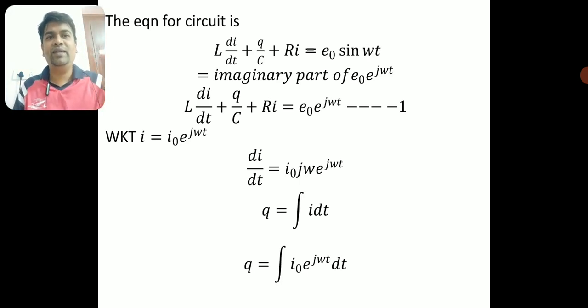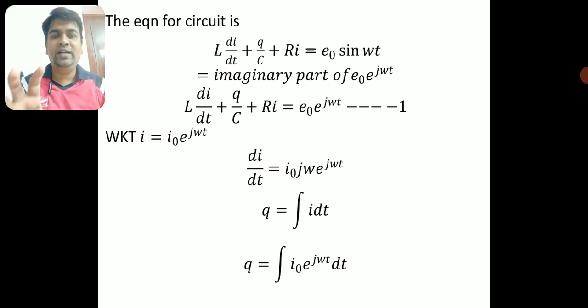So every time I will not write the imaginary part, I just keep on writing e to the power of j omega t. Finally, in the final equation, I will take this as sin omega t. So till the final equation, I keep on continuing to write this as e to the power of j omega t itself, but it is understood that it is the imaginary part of e to the power of j omega t. Now, equation 1 is written like this. Instead of E naught sin omega t, I have written E naught e to the power of j omega t. Left hand side, I am writing as it is.